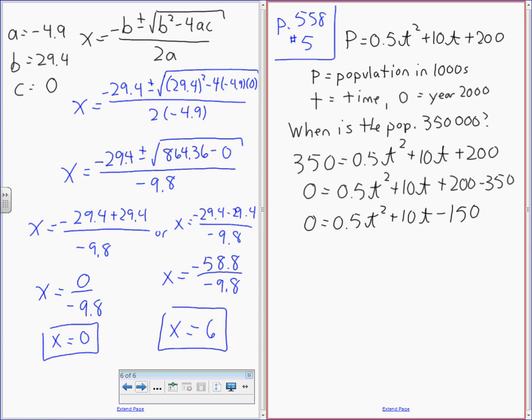I would probably make one change because I don't like decimals. I'm probably going to times everything by 2 to get rid of that 0.5. But you can plug that right into the quadratic formula and get the right answer. If I was solving this one, I'd times everything by 2 and get 0 equals t squared plus 20t minus 300. And that'll actually factor for you, I think. I'm not breaking any rules or laws there because 0 times 2 is still 0.